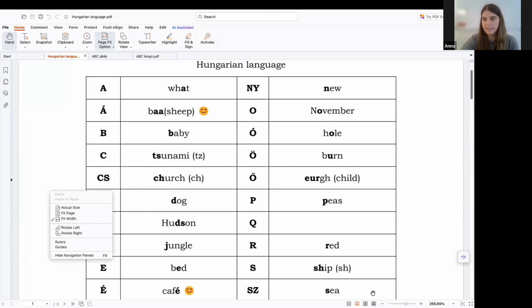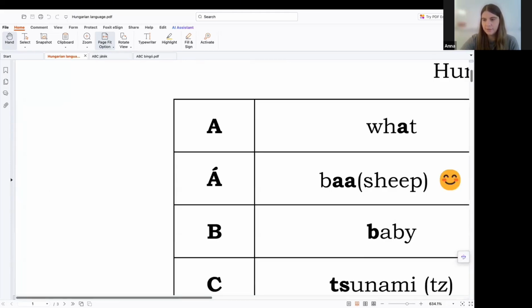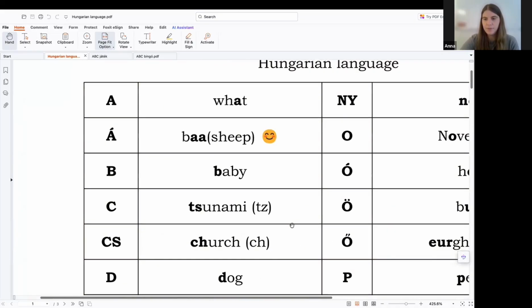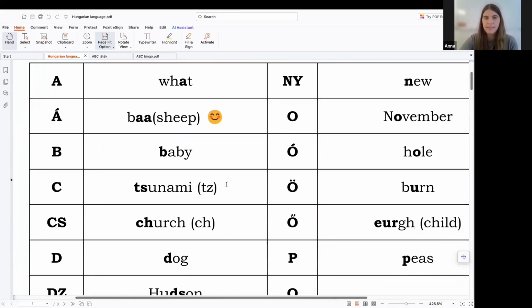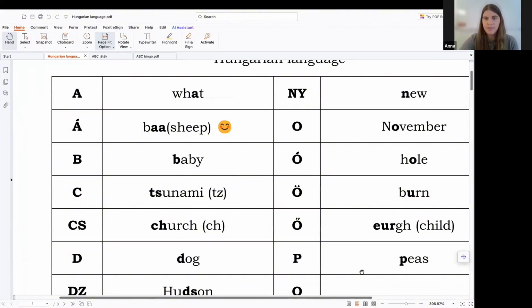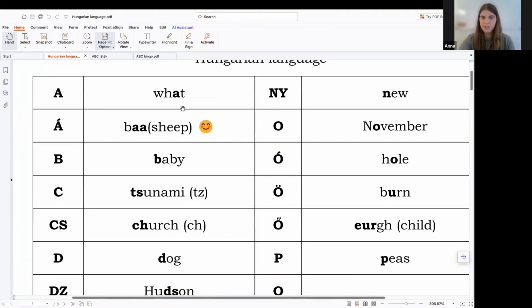Okay, so if you take a look at this, now we're gonna start with our A, okay? Oh, sorry, became a bit too big. Okay, the A is going to be A. So I try to help you a little bit with English, with the what, and the A with the little accent, with the line, it's gonna be an A.